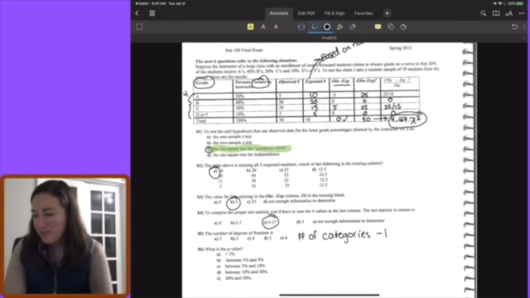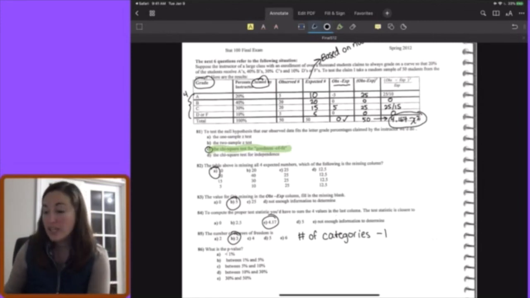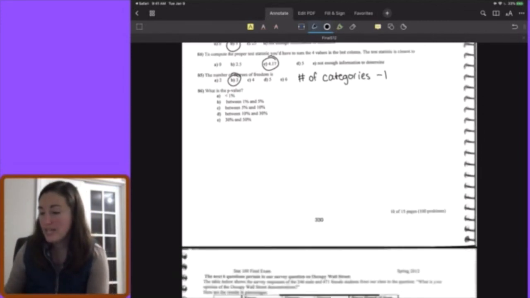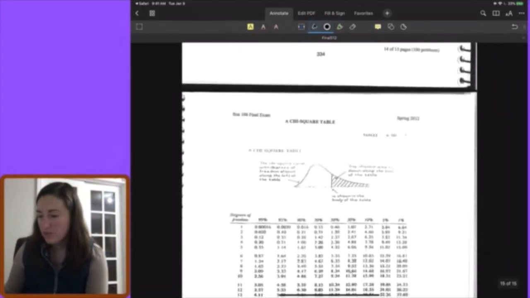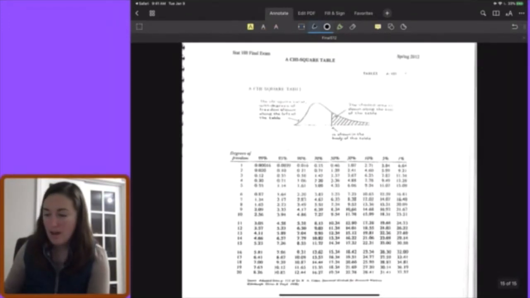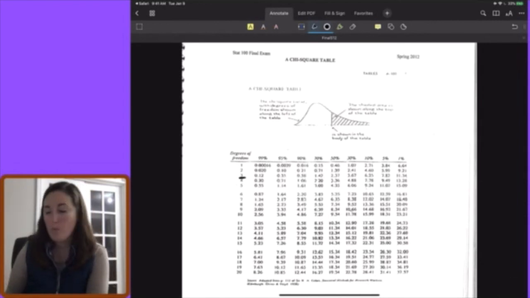So number of categories in this case is 4, so this should be 3. What's the p-value? Let's go ahead and look it up. So I need to use the chi-square table. Here's my chi-square table. I had 3 degrees of freedom, and my chi-square was 4.17.